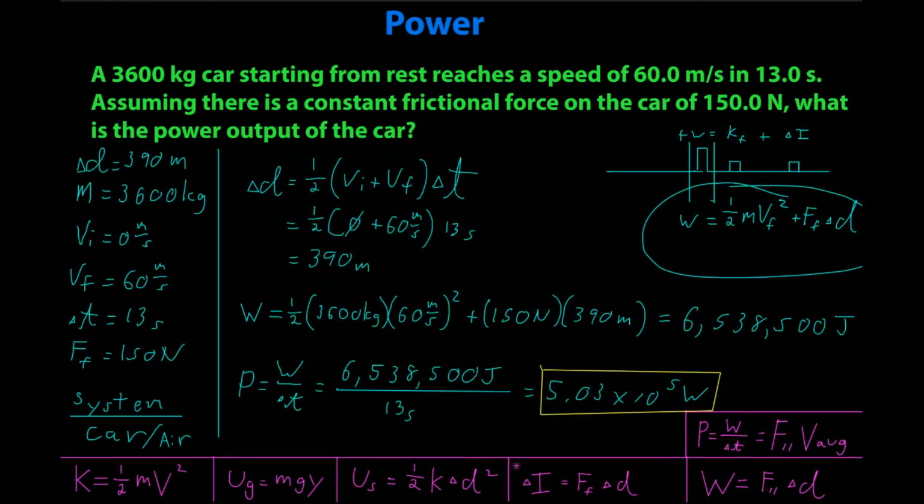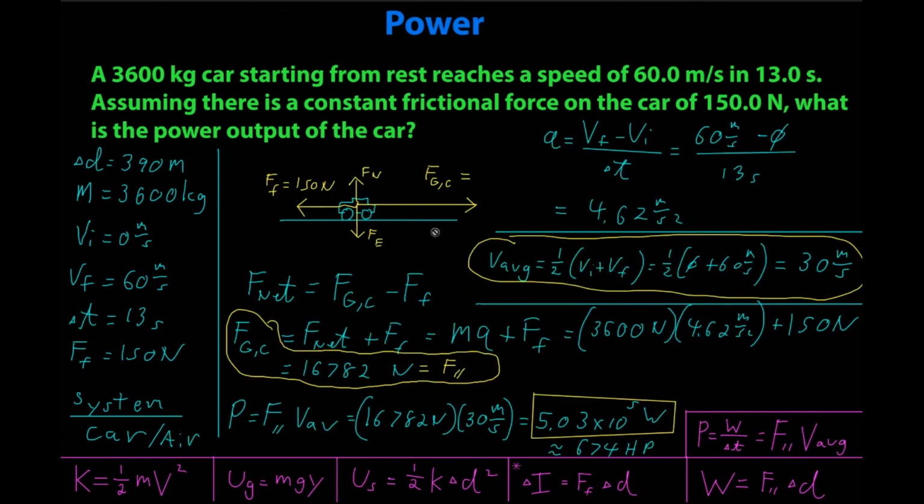So very quickly before we finish, this last problem can be solved two ways. One way is purely looking at energy. I made my bar graph, I found out how much work was done, divided by the time to get the power output. Or I can look at it through forces, create a force diagram, get what the parallel force is, get my average velocity, and solve for power using this method.